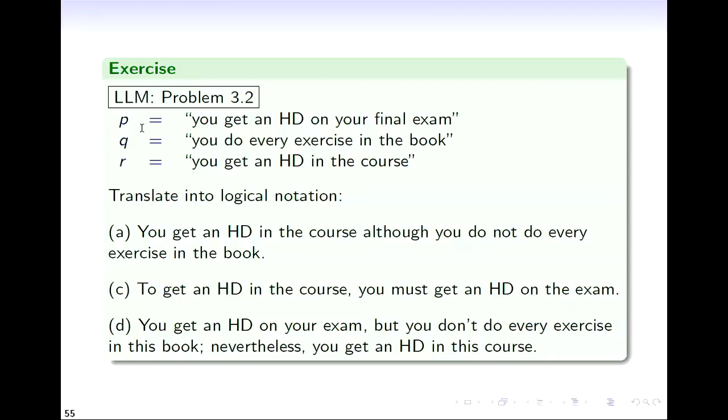Now, in this problem, we have three propositions, three statements. You get a high distinction on your final exam. You do every exercise in a textbook. And you get an HD in the course itself. So there are two different HDs, one in the final exam and one overall. These shall be abbreviated by P, Q, and R. It is your task now to think about how you would translate these into logical notation with the help of P, Q, and R and the logical connectives that we have seen so far.